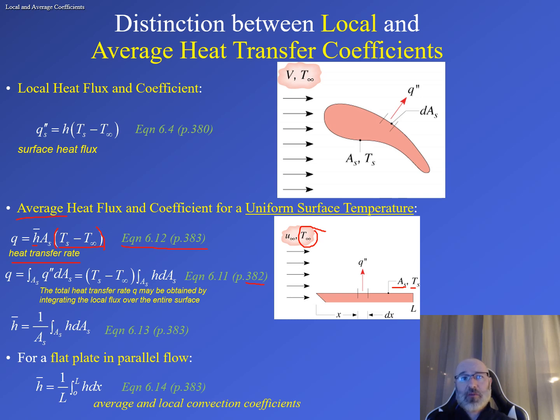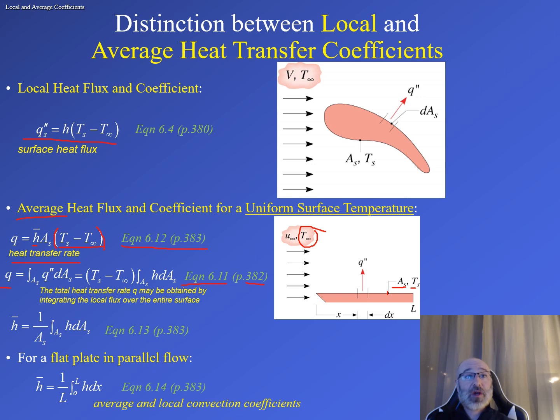Now that's just this one point right here. What if we want to do this for our total heat rate? Our total heat rate q can be obtained by integrating the local flux right here over the entire surface. We can do this with our relationship shown in equation 6.11 on page 382 of our textbook.